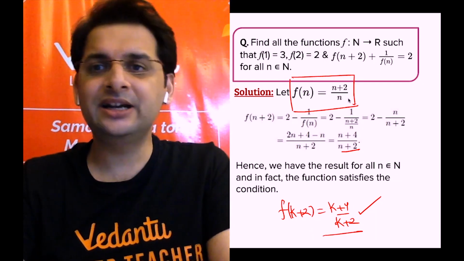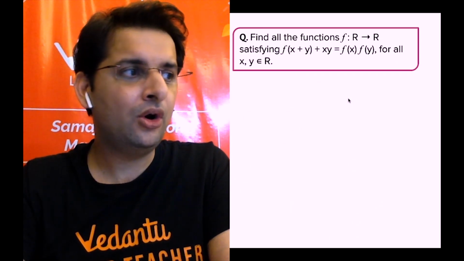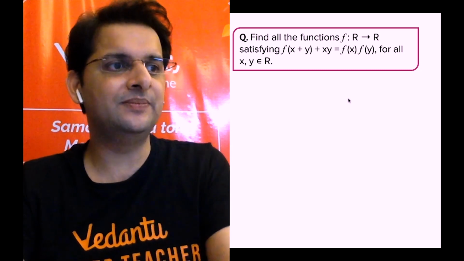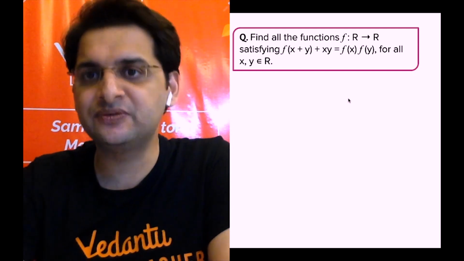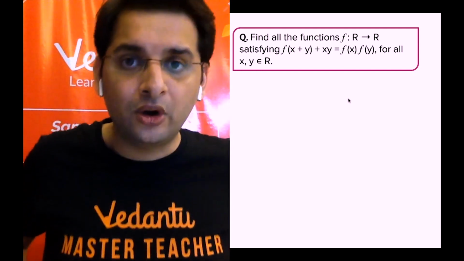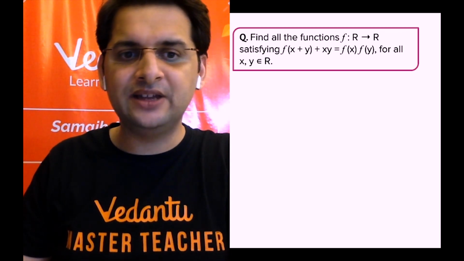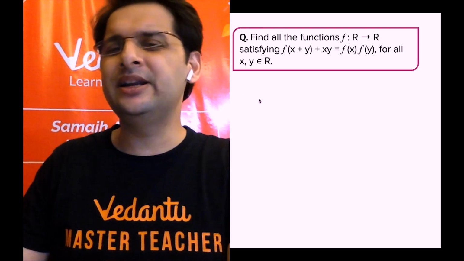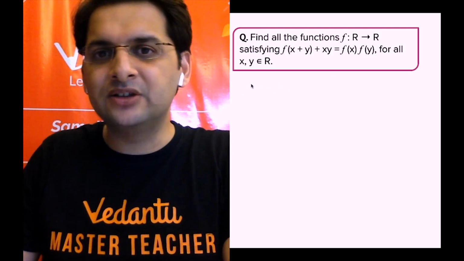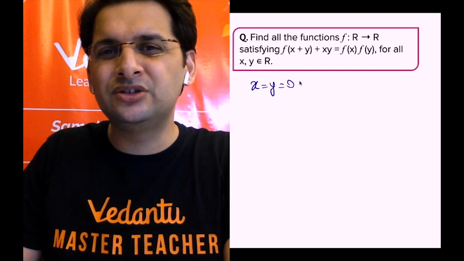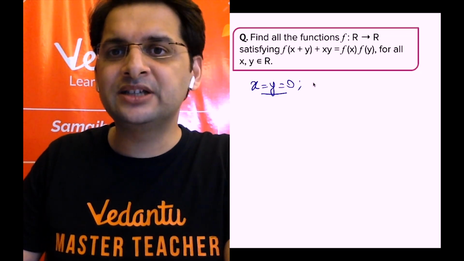All right. So guys, let us continue and do this second question. Find all the functions satisfying f of x plus y plus xy is equal to f of x into f of y for all x, y belonging to real numbers. Now, all I need to do is put some values and check. Let's say I put x is equal to y is equal to 0, which I think I should do for every function.